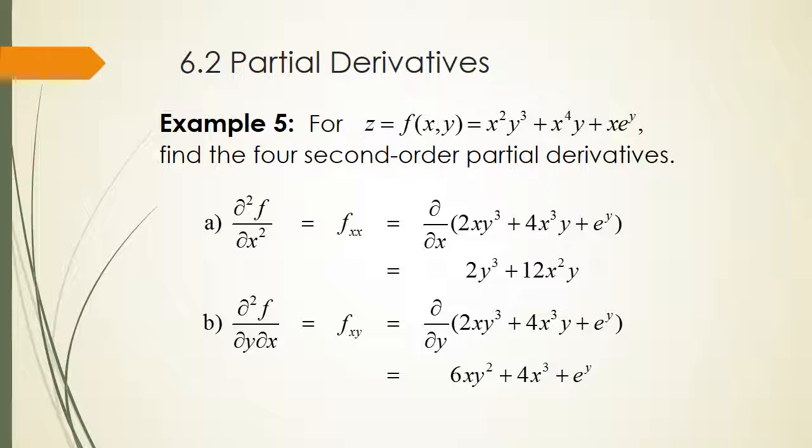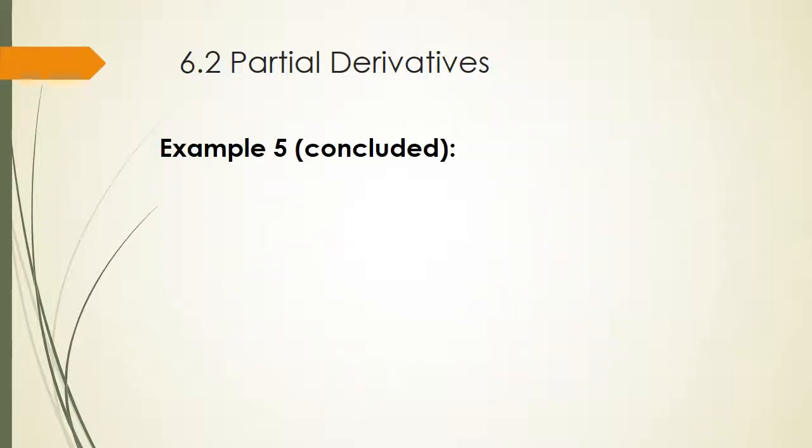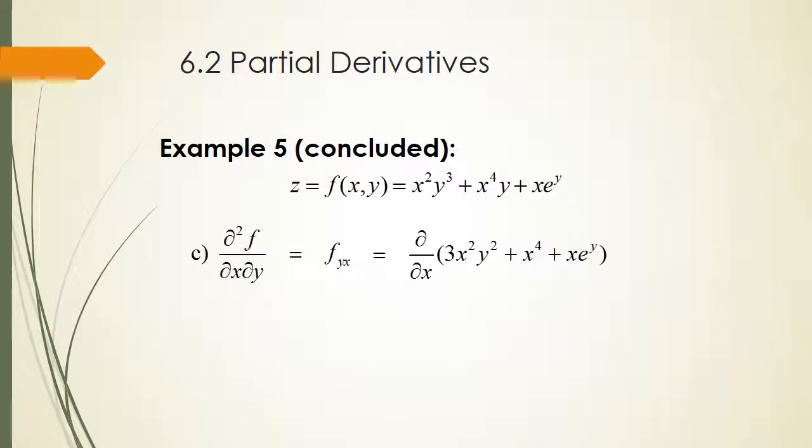Now we're going to do the partial derivative with respect to y. Okay, so the partial derivative with respect to y is 3x squared y squared plus x to the fourth plus x e to the y. Now take the derivative of that partial derivative with respect to x. You get 6xy squared plus 4x to the third plus e to the y.